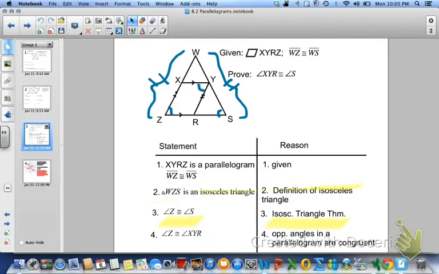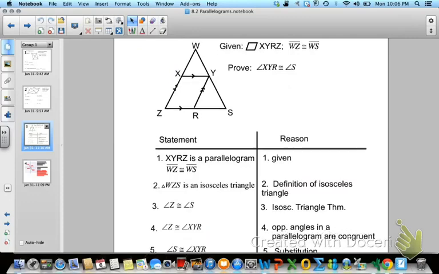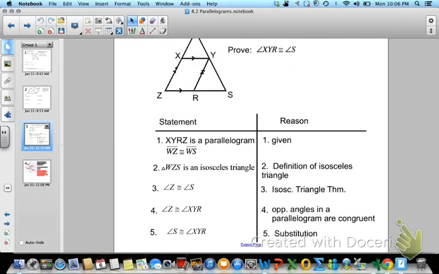That leads us to our last step, where we can just use a substitution or a transitive property to say our final step in our proof, that angle S is congruent to angle XYR, and it's just a substitution. And if you notice that you have Z in both of these, so S and XYR are both congruent to Z, so they've got to be congruent to each other.